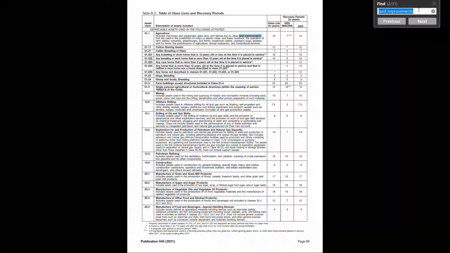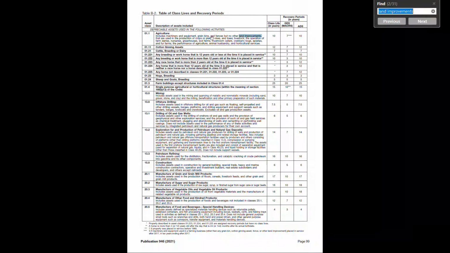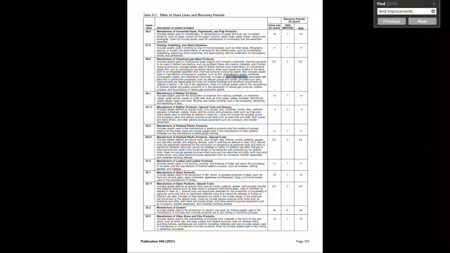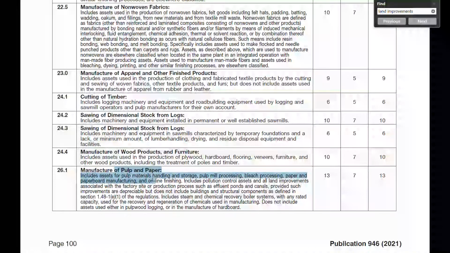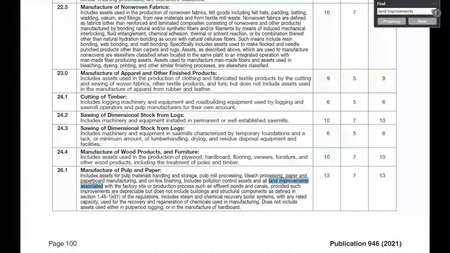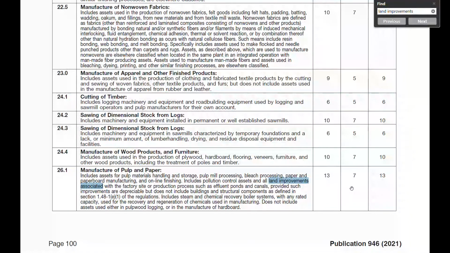If you go to table B2, which gives you the activity types, if the land improvement is done under agriculture, then it has a different GDS life and ADS life. If it's used for chemical products and manufacturing chemicals, it has a different life, as you can see, 5 years and 9.5 years. If it's paper manufacturing, the first example, land improvement is listed here under paper manufacturing activities. Therefore, you're not going to be using that B1 table. You'll be using this B2 table where the GDS life is 7 years and ADS life is 13 years. So if you use GDS system depreciation, the recovery period will be 7 years, and if you use ADS system deduction, then you will be using 13 years.